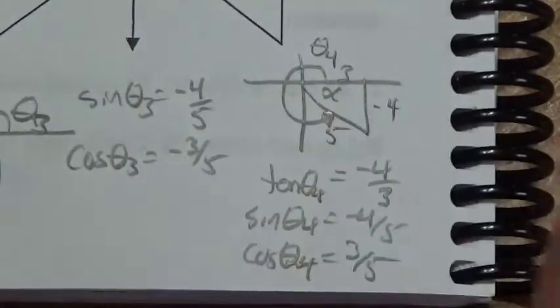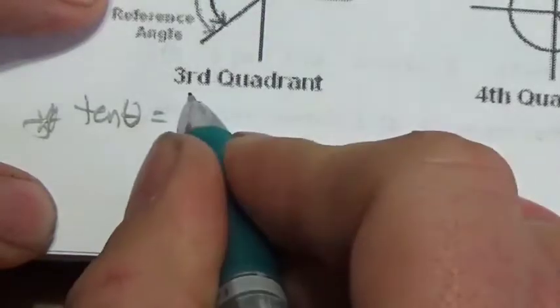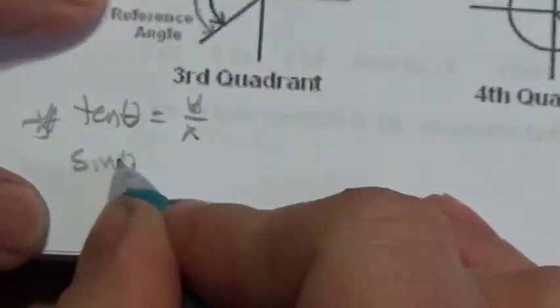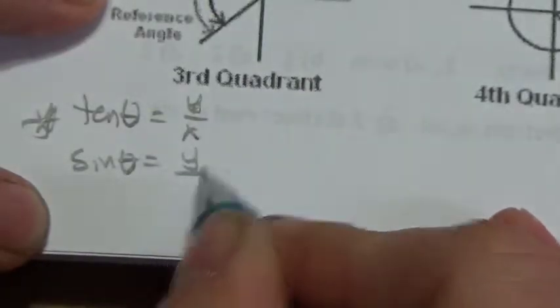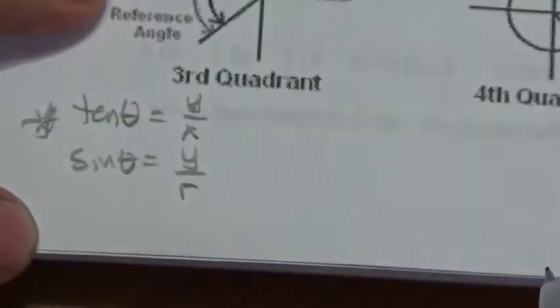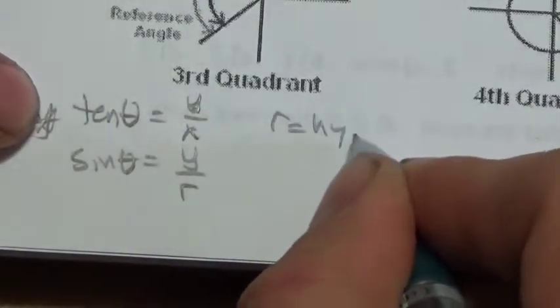But one of the things you should notice is that tangent of theta is always y over x. Sine of theta is always y over the hypotenuse here. Now, we're going to use the letter r for hypotenuse. And I know that's going to seem kind of silly. Why would you use r for hypotenuse? But you're going to see why in a little bit. So let's just make a note of this. The r here is going to be the hypotenuse.